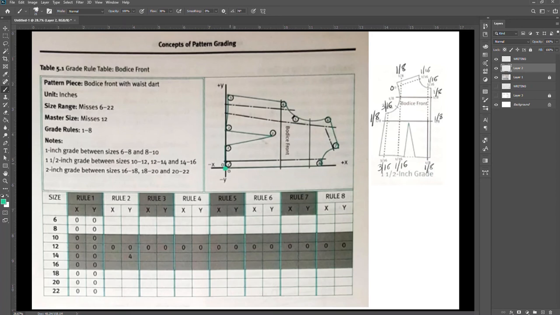So like I said, point 1 is the origin point, and we have zeros filled in for that whole column because it doesn't move. Everything shifts away from it or towards it, depending on whether the sizes are getting larger or smaller. So the first rule we have to do is actually rule 2, which is only going to shift upwards.